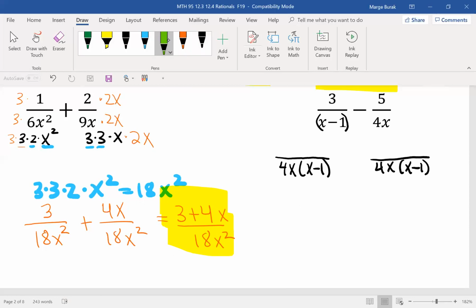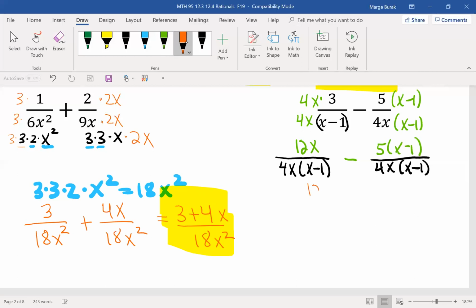Okay, and so let's see. We've got the x minus 1. We need the 4 and the x. So 4 times x times 4x times 3, that's 12x. We'll keep our minus. Here we have the 4 and the x. We need an x minus 1. So we need 5 times x minus 1. Okay, so now we'll combine these together. So we have 12x minus 5 times x minus 1 all over 4x times x minus 1.